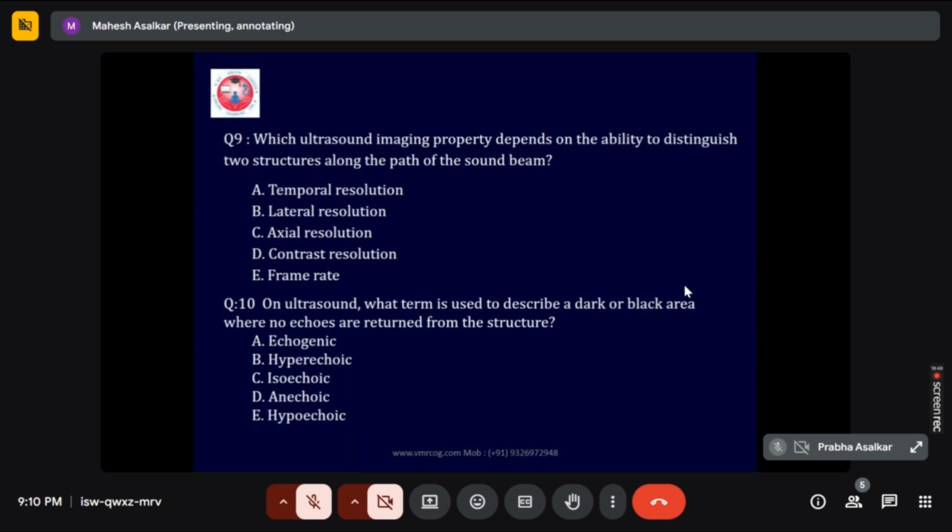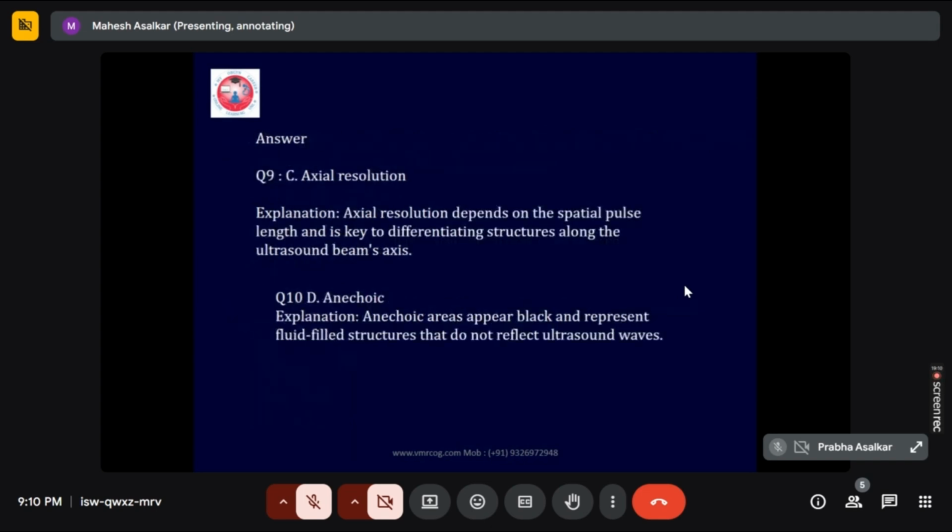Next. Question 10. On ultrasound, what term is used to describe a dark or a black area where no echoes are returned from the structure? A. Echogenic. B. Hyperechoic. C. Isoechoic. D. Anechoic. E. Hypoechoic. Black is anechoic. Correct.